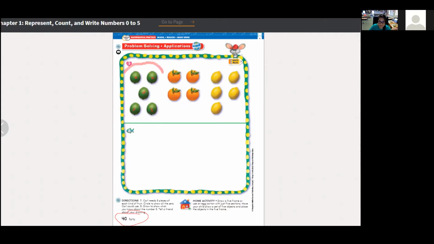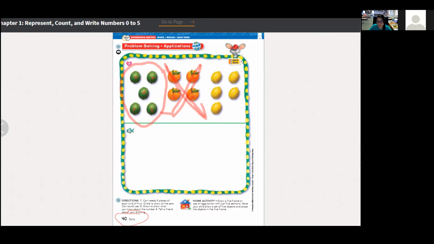So we're going to circle it. Okay. Now let's count the next group. And we're going to touch as we count to make sure, see if there's 5, because that's what Carl is looking for. 1, 2, 3, 4. Is it 5? If it's not 5, what are we going to do? We're going to put an X on it, right? It's not 5, it's 1, 2, 3, 4. So he cannot use this fruit because it's not 5.